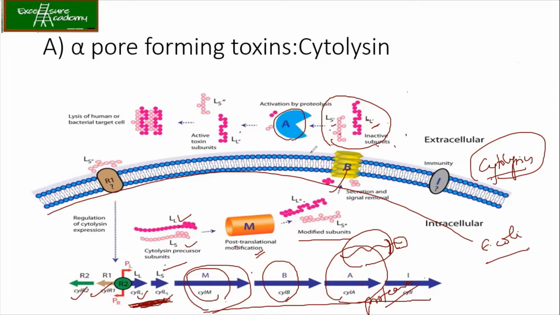So again, there's a certain change in the structure and you get the active toxin subunits. So once they become active, the small and the large subunits come together and then they get integrated into the membrane of your human or the target cell. अब जब ये integrate हो जाएगा तो what will happen? All the cytoplasmic content of the human cell will come out. ठीक है? This is how alpha pore forming cytolysin is functioning. So this is the mechanism.